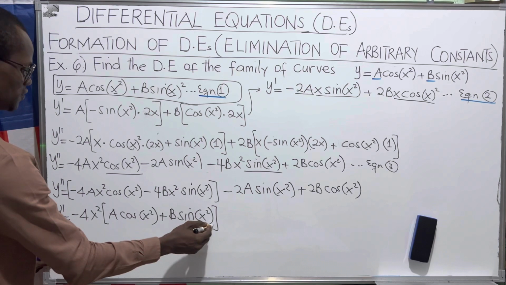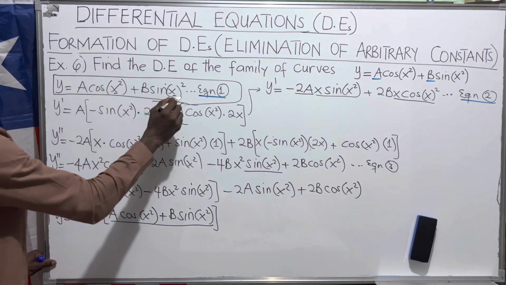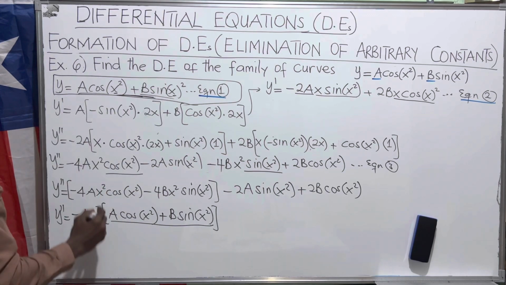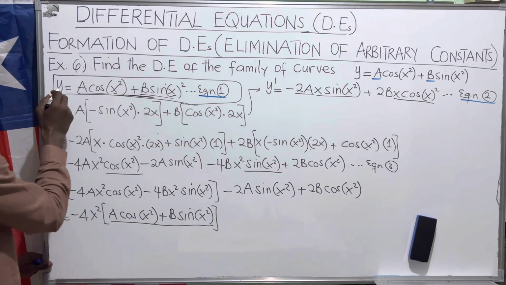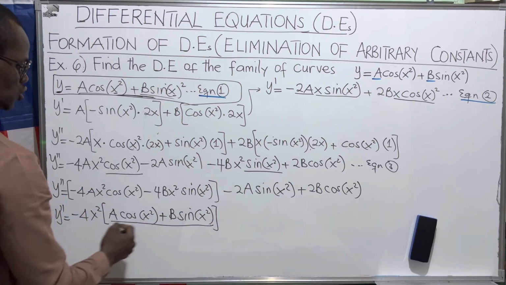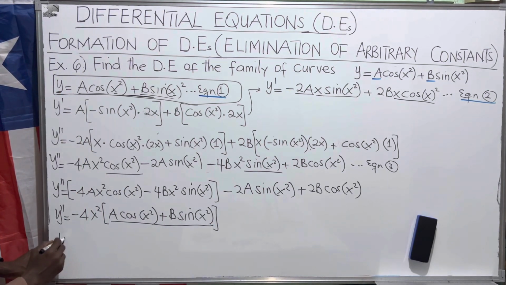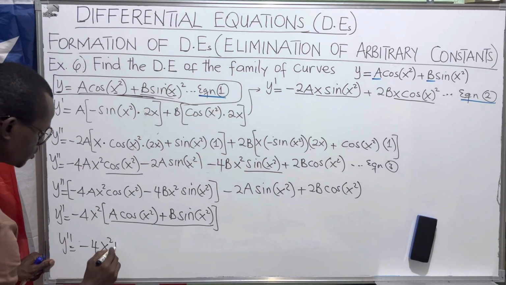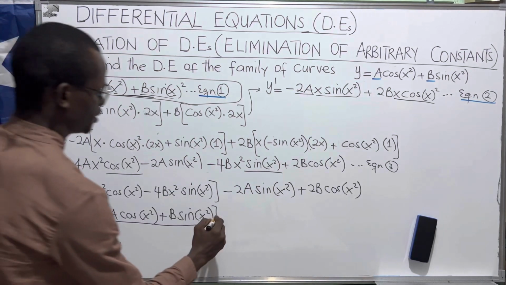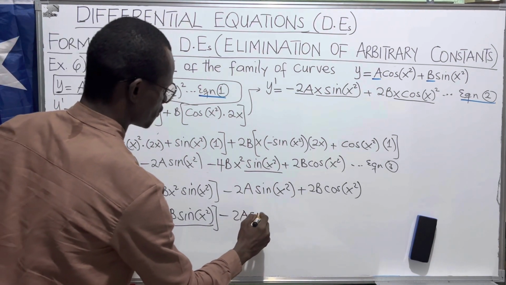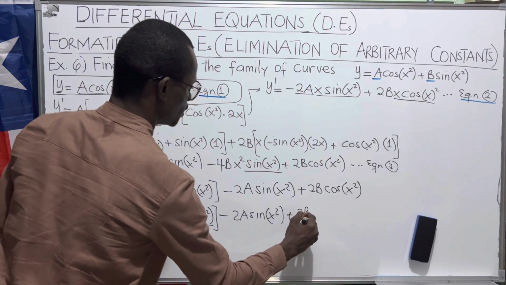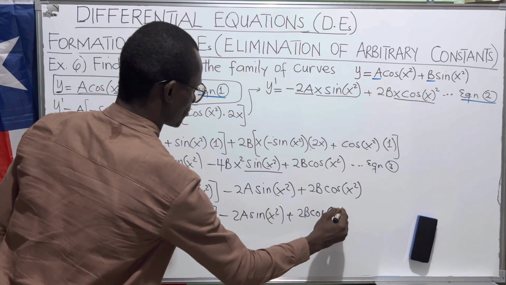So what do you observe? You see this one? This entire portion now is y. So this whole portion now is just y. So you have y prime prime equals minus 4x squared y. So this minus 2a sine of x squared, just rewrite it, plus 2b cos of x squared.